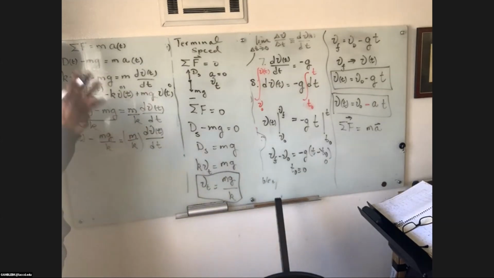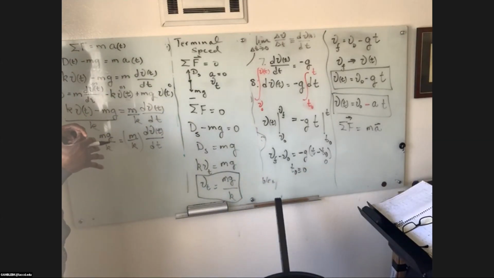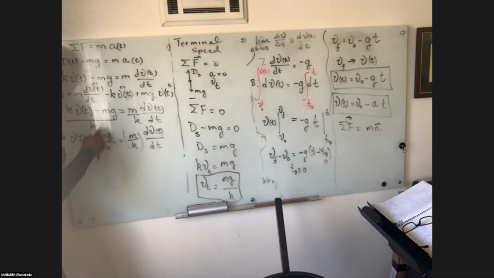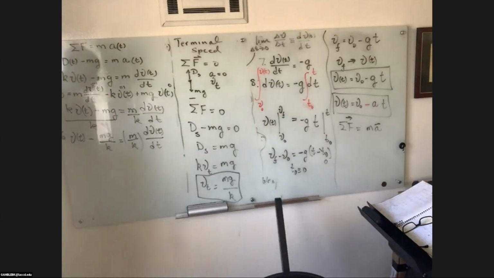I need to have everything that has t stuff on one side and everything that has velocity stuff on the other side. Look at this. Clearly that's a velocity, so that belongs on the side of the differential that has velocity. But look at this. That's mg over k. What is that quantity? Anybody? I'll give you a hint, we just solved for it.